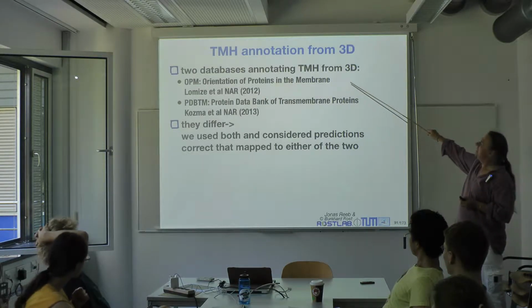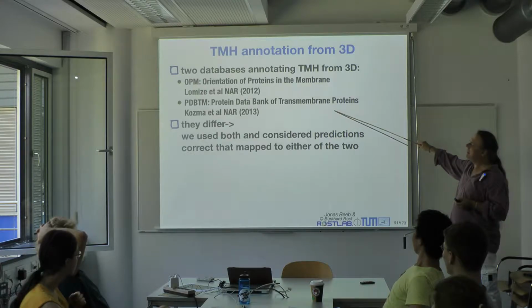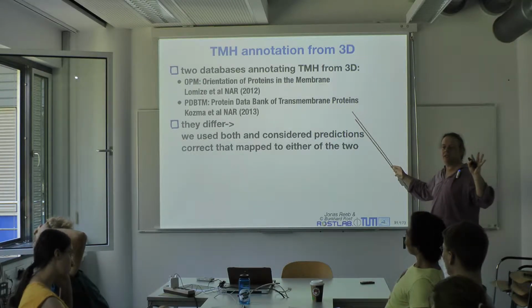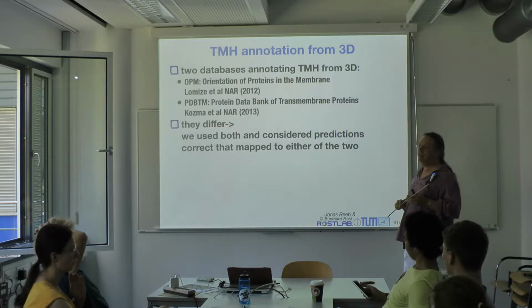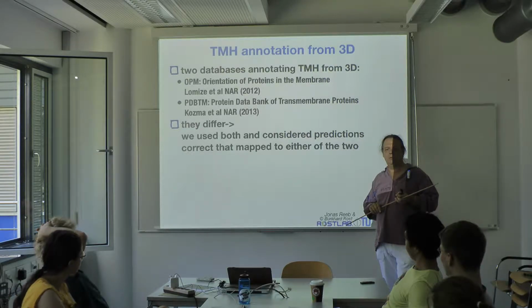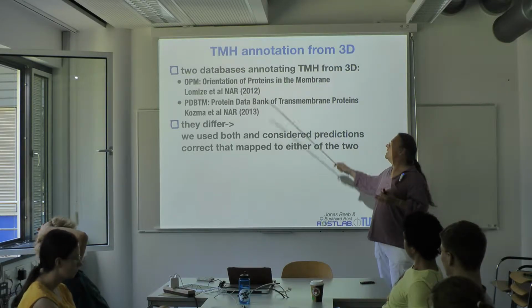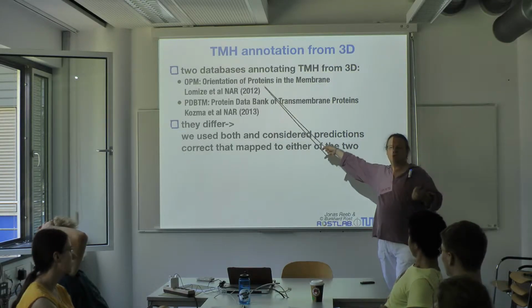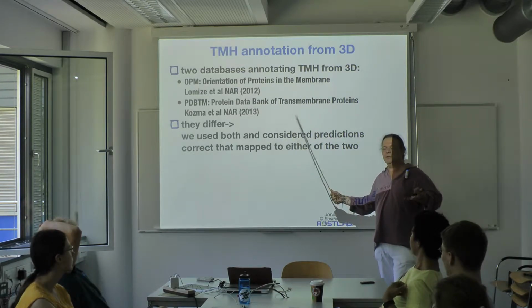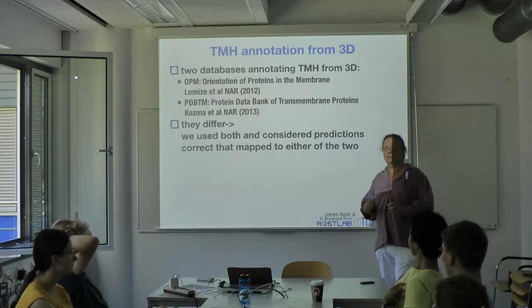Now, there are two databases, OPM and PDB-TM. They essentially do what I said, but they differ. So what do you do with the difference? One way is you say, O is nicer than P, so you take that one. One way is you take the later one. One way is you take the earlier one. Whatever the preference. What else could you do?